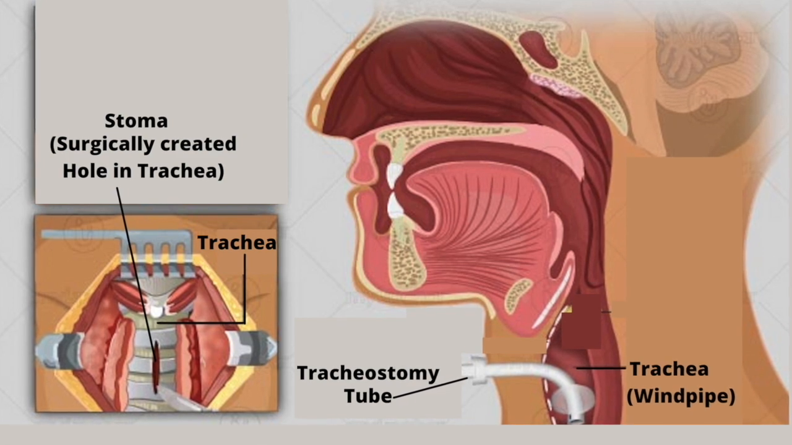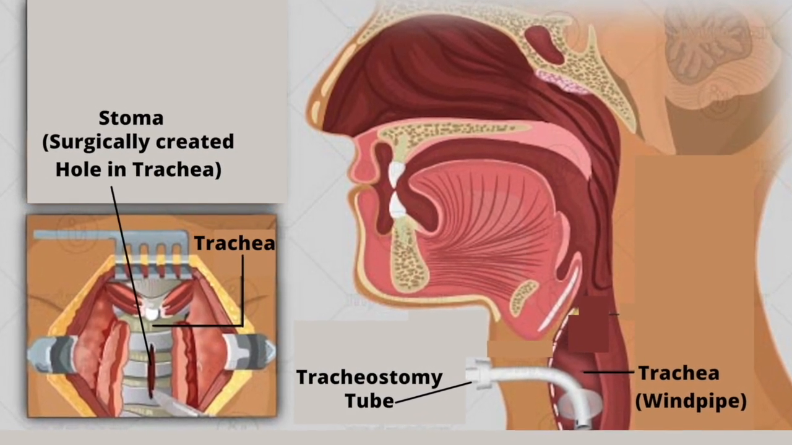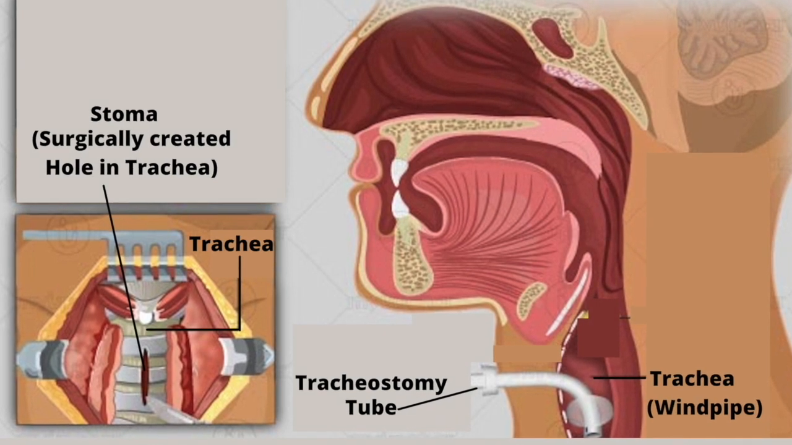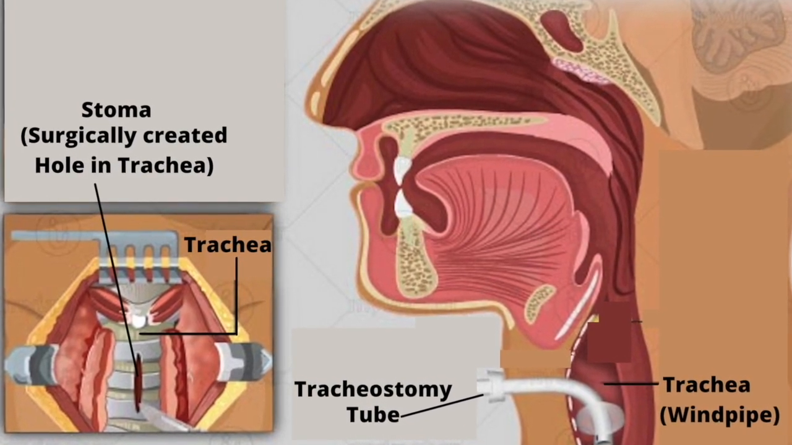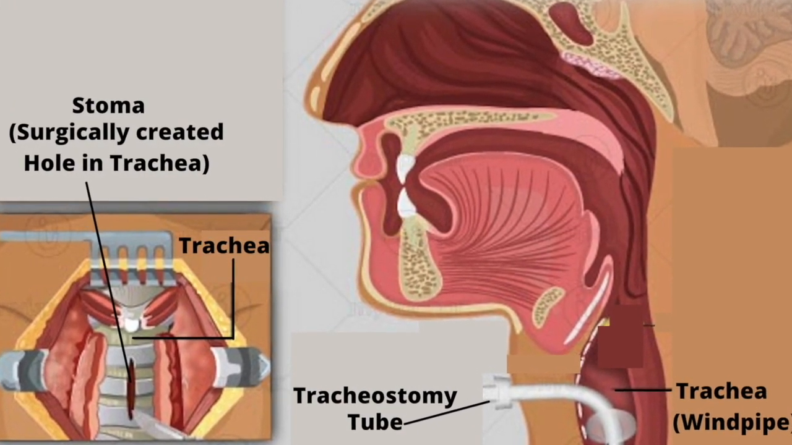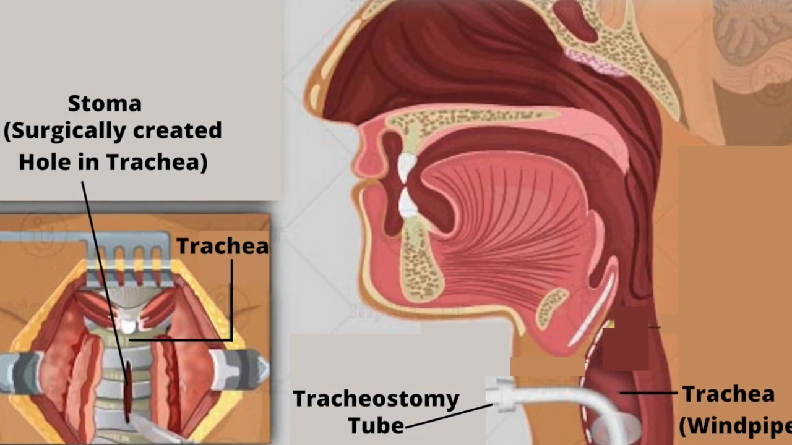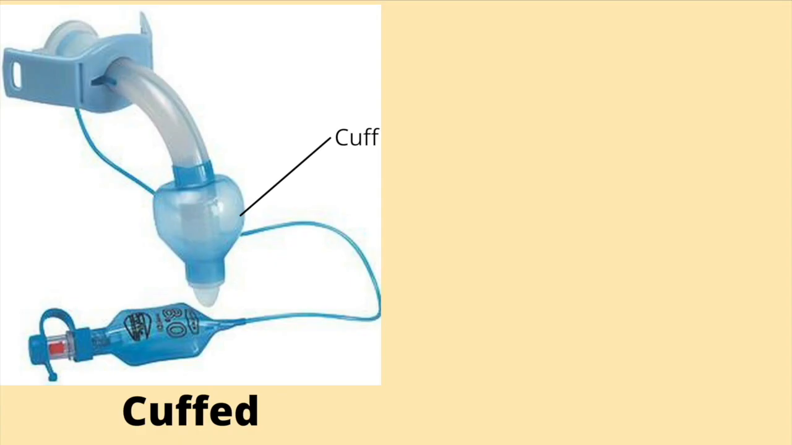A tracheostomy tube is an artificial airway which bypasses a person's upper airway. The tracheostomy tube is inserted directly into the trachea via a surgically created hole called a stoma. Tracheostomy tubes come in two varieties.